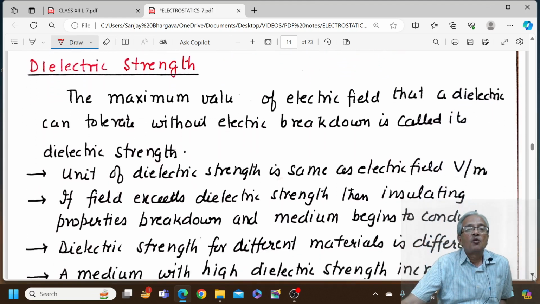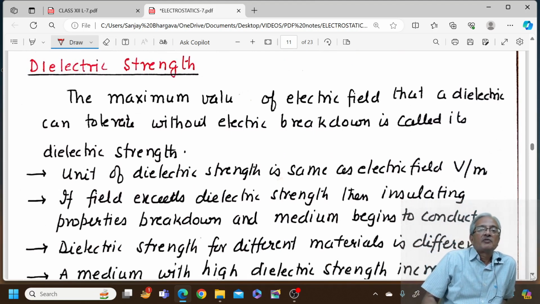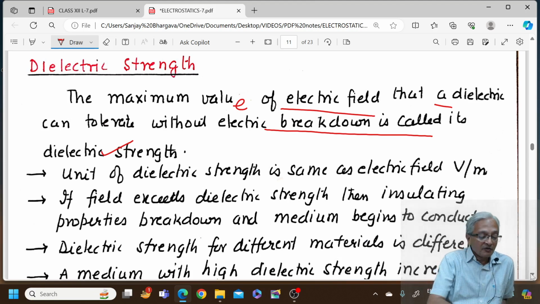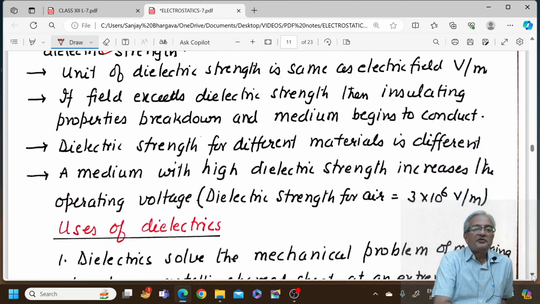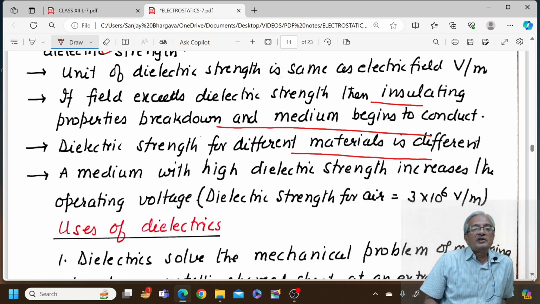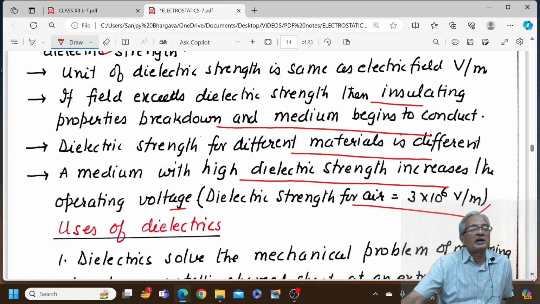Now the question is, what is dielectric strength? It is the maximum value of electric field that a dielectric can tolerate without electric breakdown, and this is called dielectric strength. What is the unit of dielectric strength? It is the same as the unit of electric field. If the field exceeds the dielectric strength, then insulating properties break down and the medium begins to conduct. The dielectric strength is different for different materials. A medium with high dielectric strength increases the operating voltage. The dielectric strength for air is 3 into 10 raised to power 6 volt per meter.